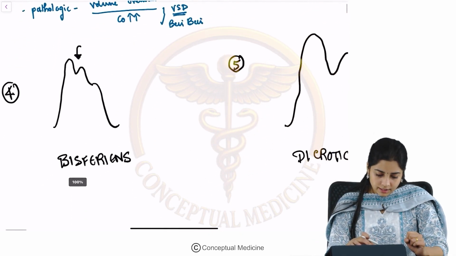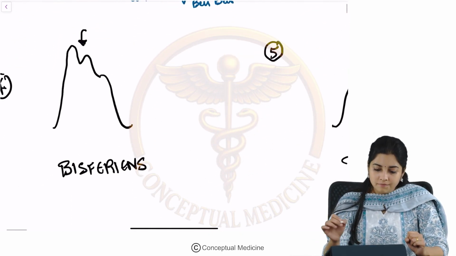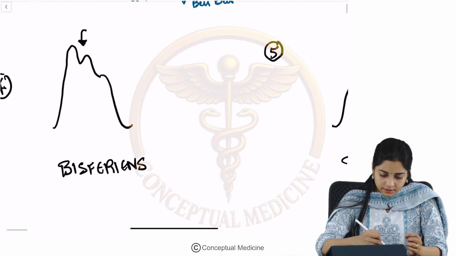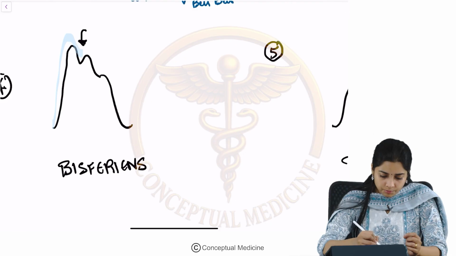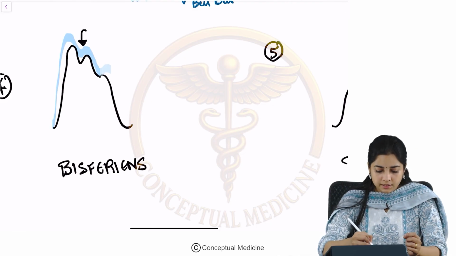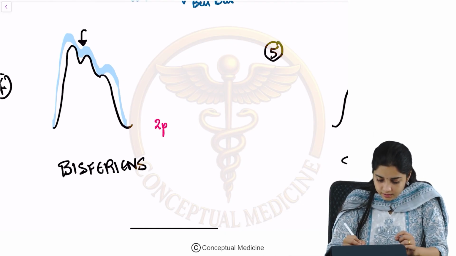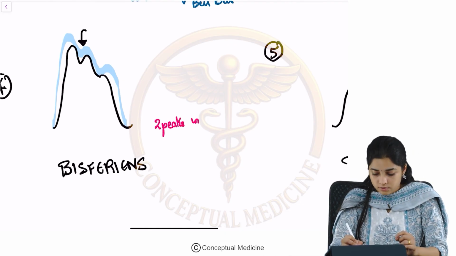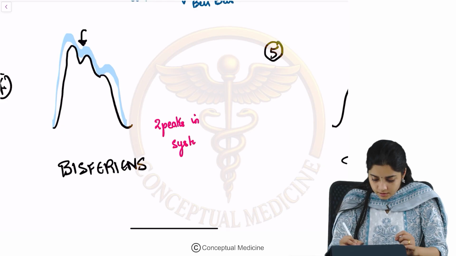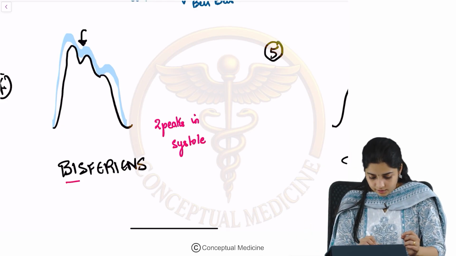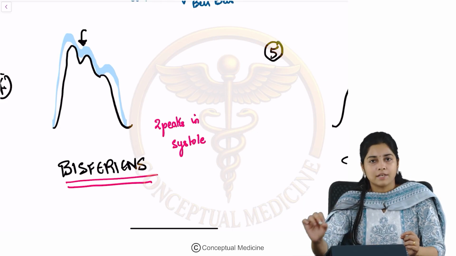Now let us look at this pulse wave. This is a very important conceptual pulse wave that you should know. So what can you see here? You can see two peaks, followed by the dicrotic notch. So there are two peaks in systole. These two peaks of the pulse wave in systole are what we call the pulsus bisferiens.